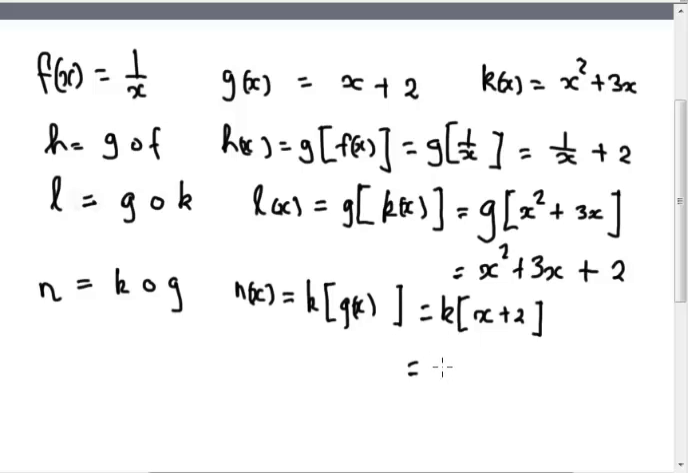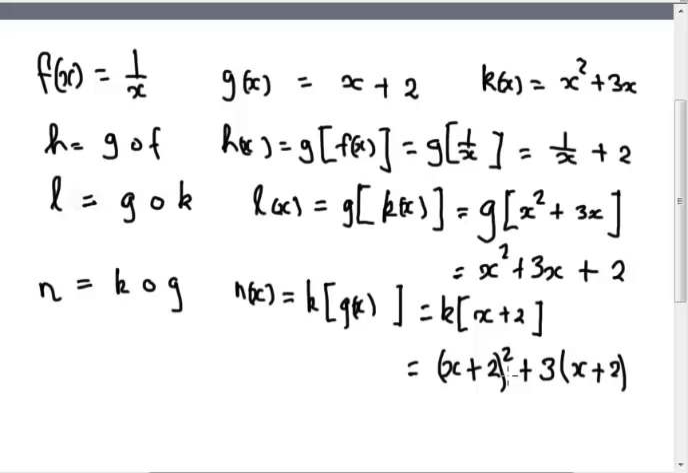So what's going to happen now? We're going to have x plus 2 all squared plus 3 brackets x plus 2. Are we together, guys? Okay. I heard you saying x somewhere there. I hope you corrected it, because k is x squared plus 3x.